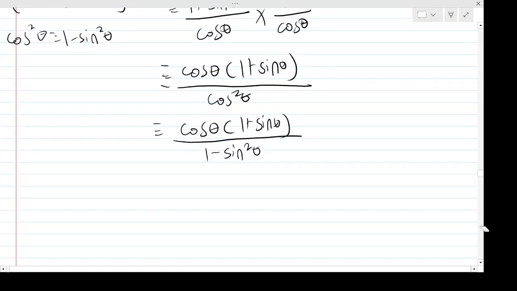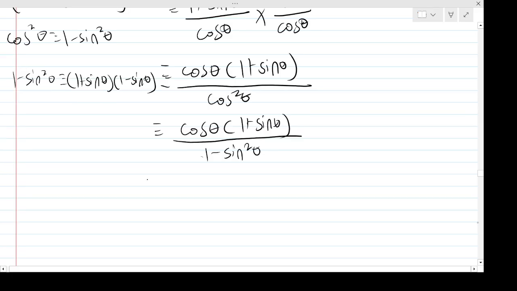I can factorise the bottom now. This is a difference of two squares, right? So 1 minus sine squared would then factorise to 1 plus sine and 1 minus sine. Hopefully you can see that. You can check if you expand it, that's what you get. This is like 1 squared minus sine squared, which gets me 1 plus sine, 1 minus sine.